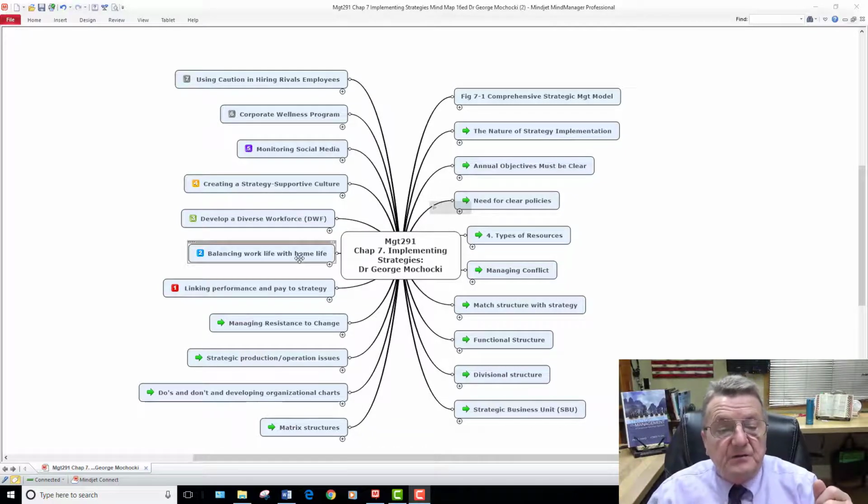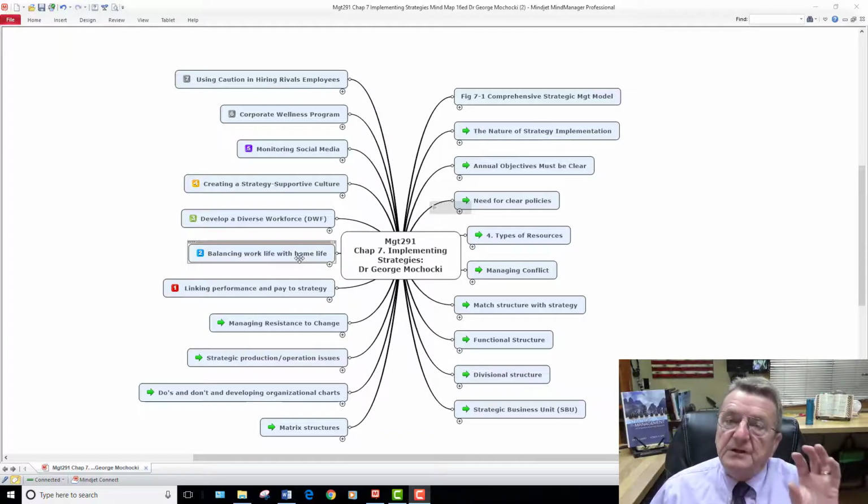And creating a strategy-supportive culture. How do you help people make those changes? Monitoring social media, like it or not. And we have Facebook driven, really monitoring, knowing everything about us. But a lot of companies do look at that to see, well, remember, the company has to look at its brand. The company has to look at its outside people, how they view the company.